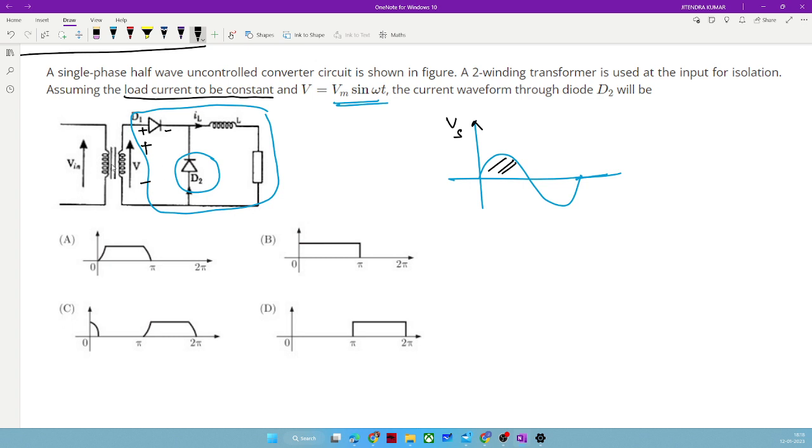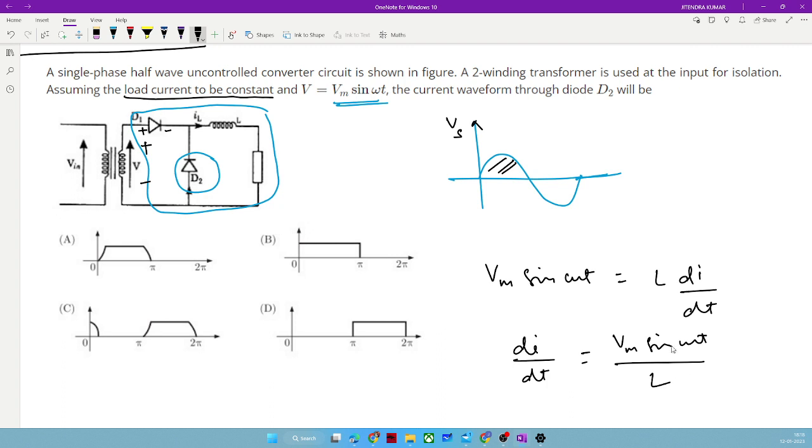When supply is positive, when Vm sin omega t is positive, which is L di by dt, it means di by dt is greater than zero, right? Since this Vm sin omega t is positive, inductance value will be positive since it is a passive device. It means it will be greater than zero, right? So it will charge since di by dt is increasing. It means it will charge for first half cycle.